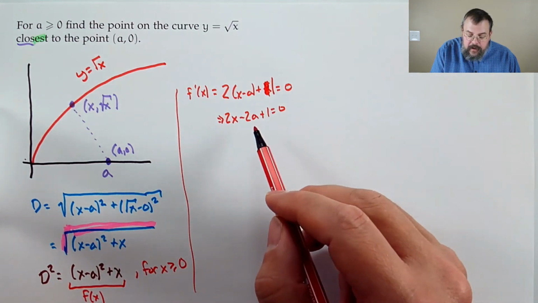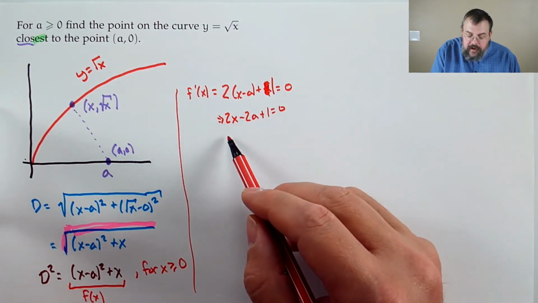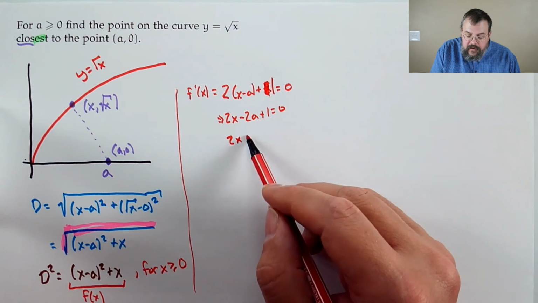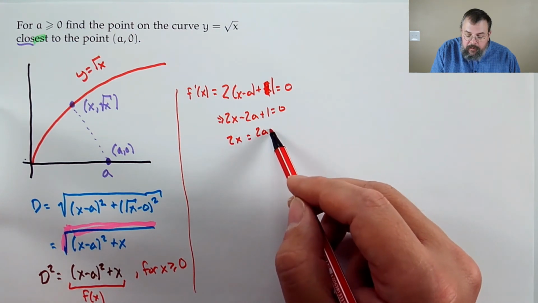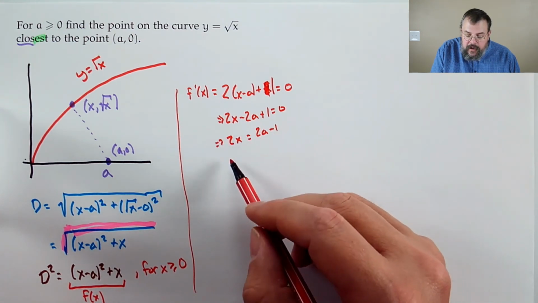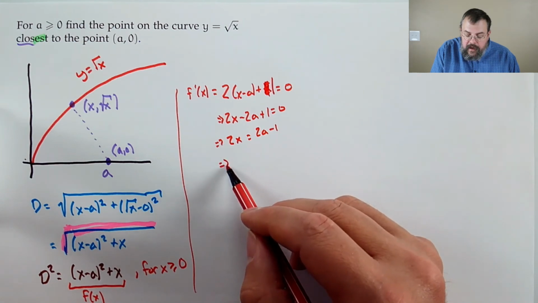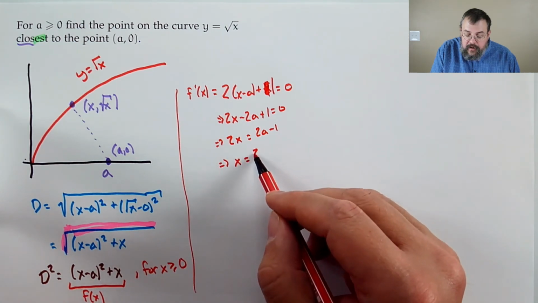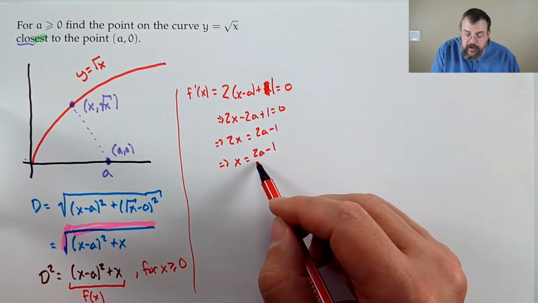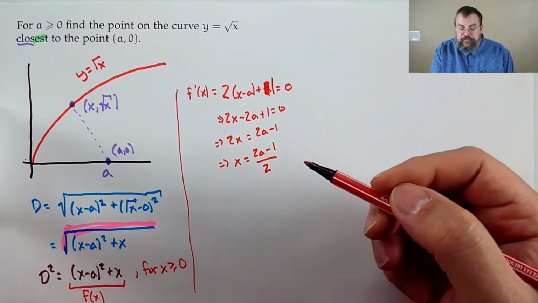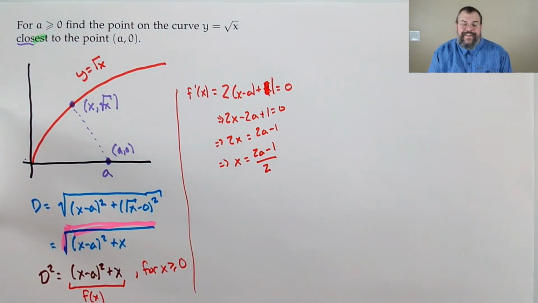Okay, and then we can move things across. That says 2x is equal to 2a minus 1. And that says, hey, x should be (2a minus 1) over 2. Good, good. Now, that's where the derivative equals 0.